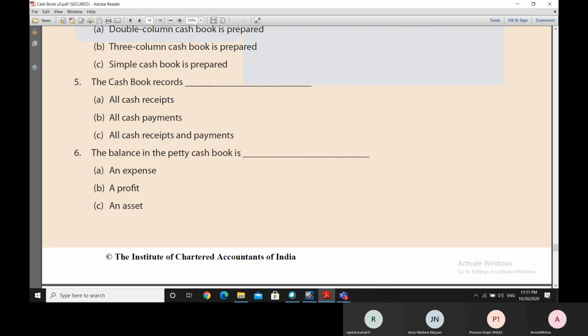And the balance in the petty cash book will always be that balance which is remaining, which is not so far being paid. So that balance is the cash balance, and therefore, since it is a cash balance, it is an asset. It is neither an expense nor a profit.